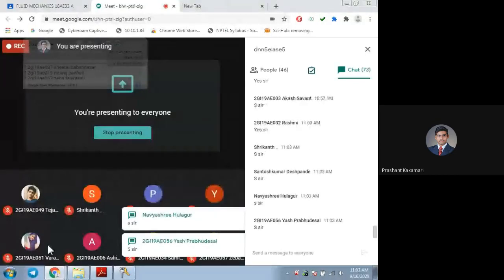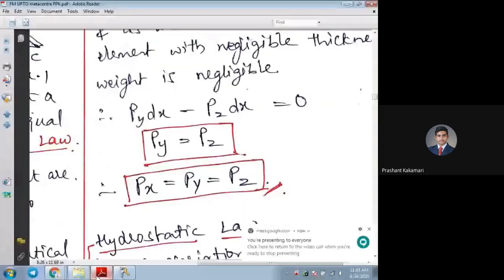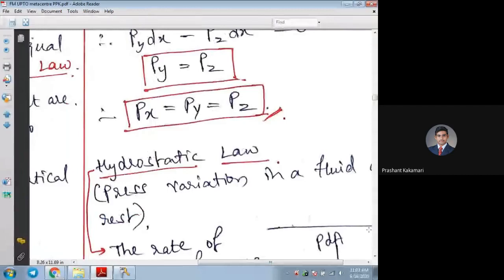Next, you focus on hydrostatic law. As I told you here, they are going to consider some bulk fluid, a big volume of fluid with some weight. In such cases, or a big container with a large volume of water, how is the hydrostatic law going to help us find the pressure forces in different directions, and how is it going to vary?